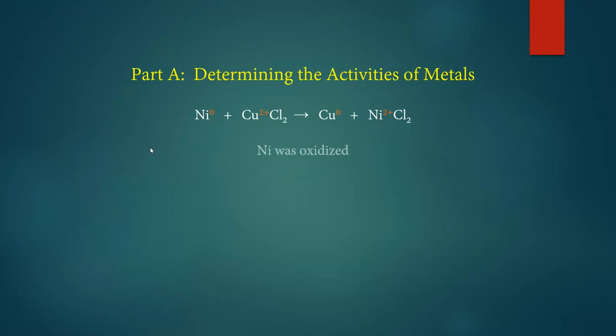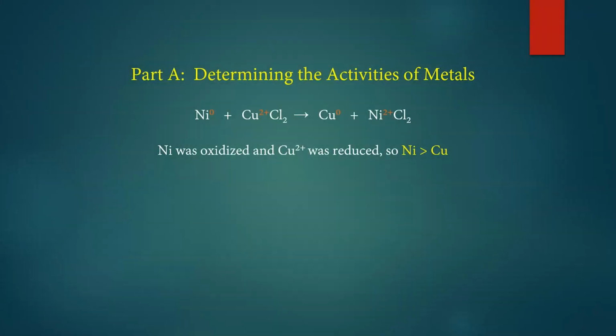So in this particular reaction, nickel was oxidized, and that's what nickel wants to do. If we look at the charges on the copper, it went from +2 to 0. So the charges on the copper decreased, and that means that the copper was reduced. So in this particular case, since the nickel was oxidized, it's the one that got to lose electrons, that means that nickel is more active than copper. So in this particular competition, nickel beat copper.